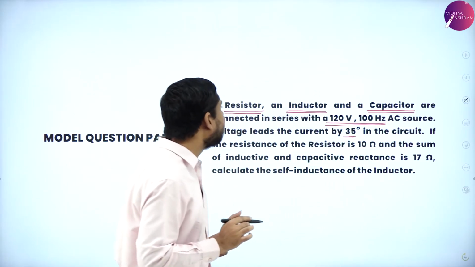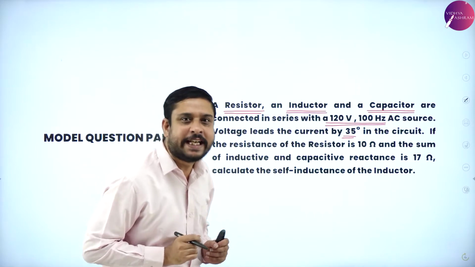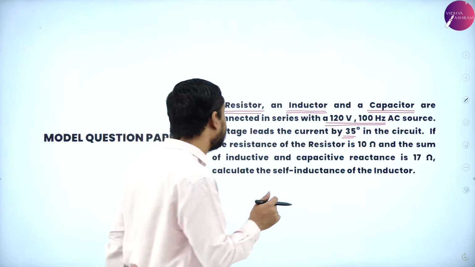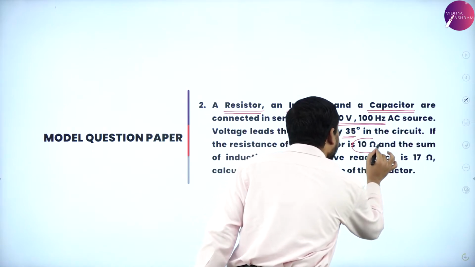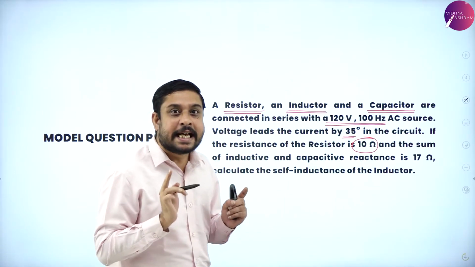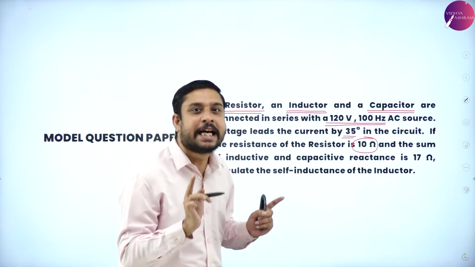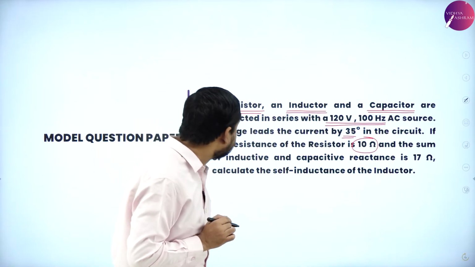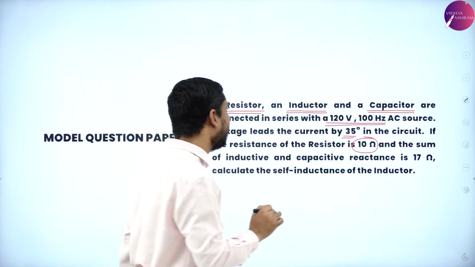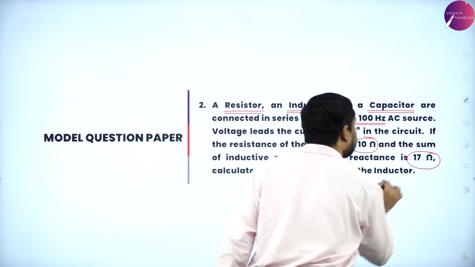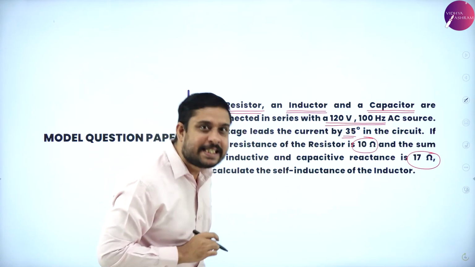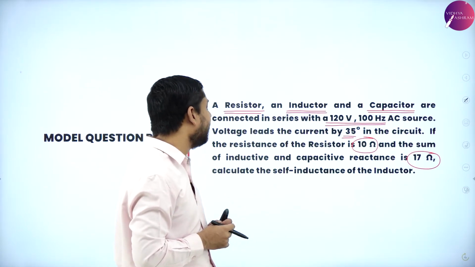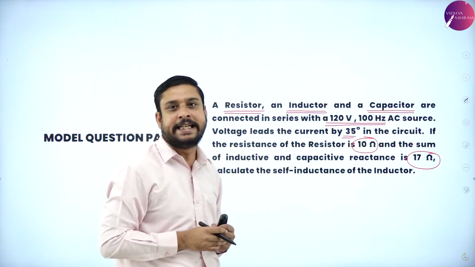Voltage leads current by 35 degrees. If the resistance of the resistor is 10 ohms, and the sum of inductive and capacitive reactance is 17 ohms, calculate the self-inductance of the inductor.